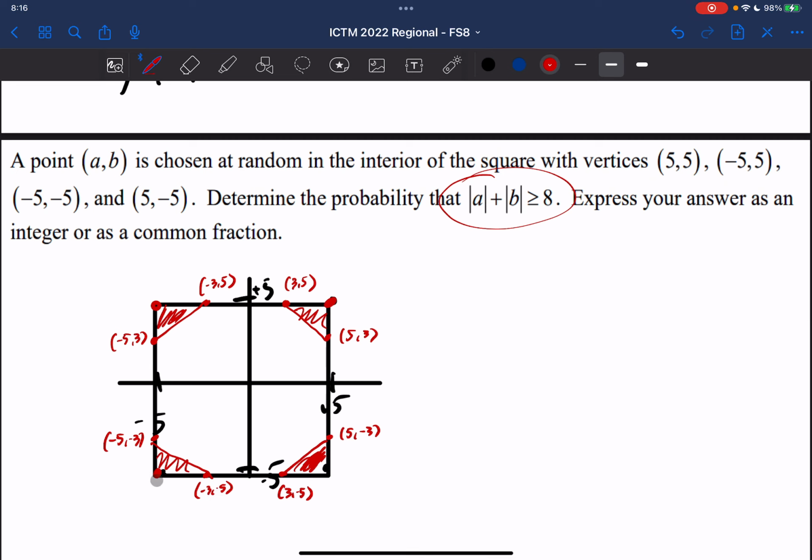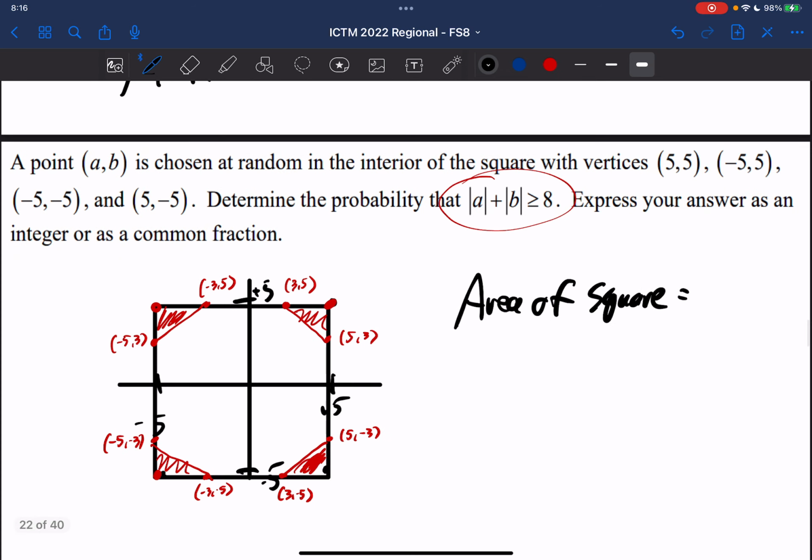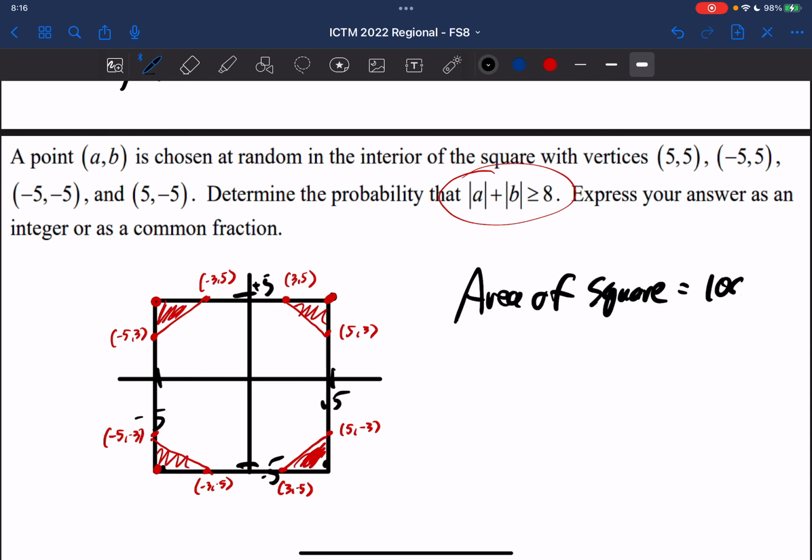Well, we use area. So the area of the square, well, let's see. We go 10 this way and 10 up and down. So that means the area of the square is 100.